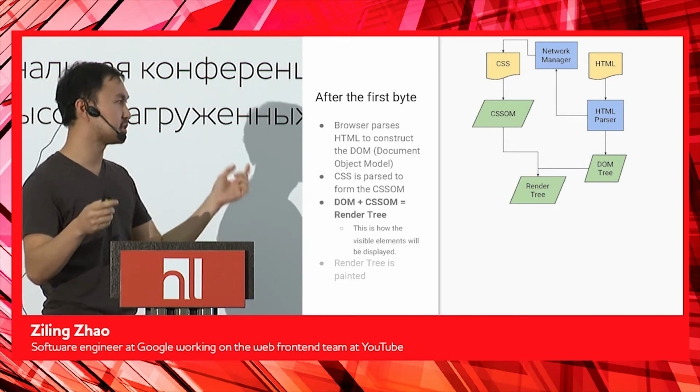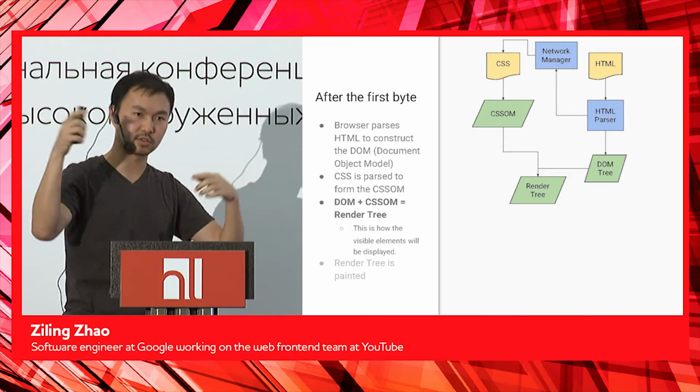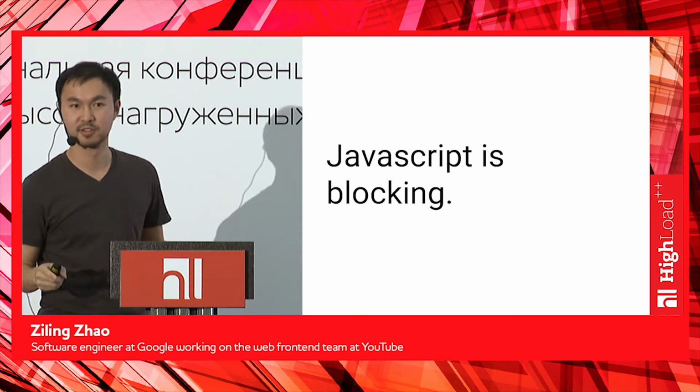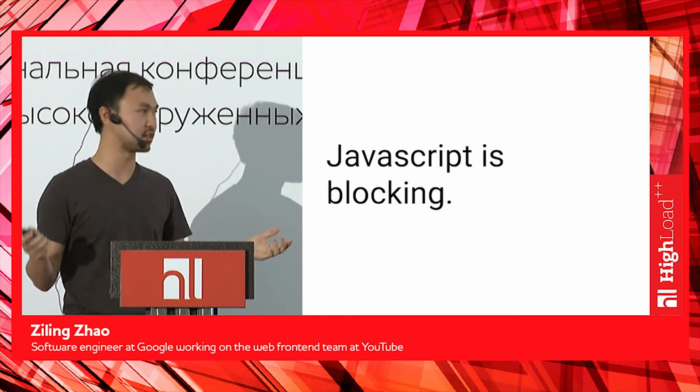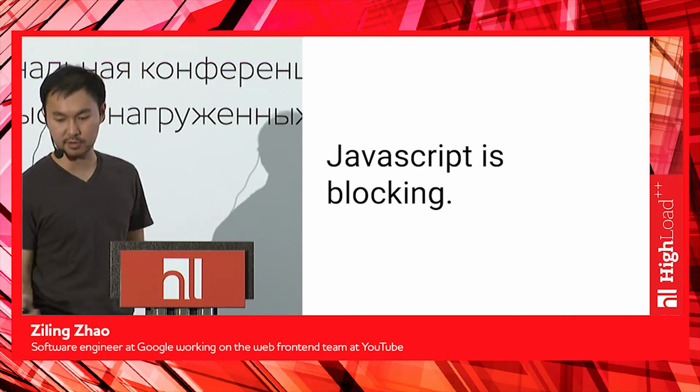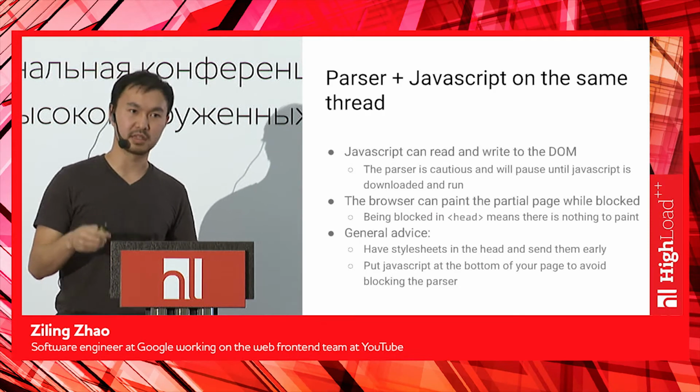And then the CSS object model is combined with the DOM tree. The render tree is constructed. And then we can paint it, right? No. Because you probably have JavaScript. Everyone loves JavaScript. But JavaScript is blocking. So depending on where you put your JavaScript, things can change.